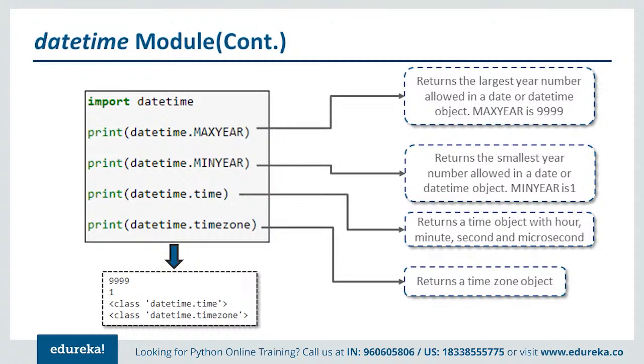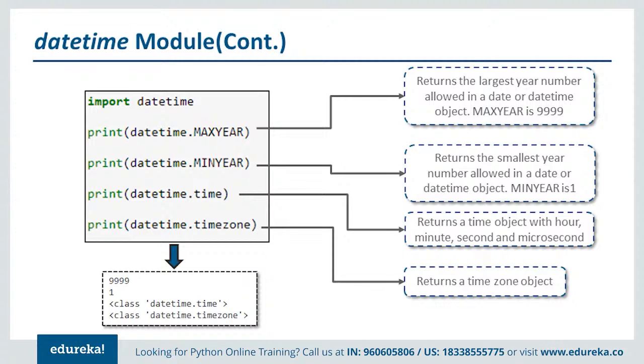So datetime.max.year will be calculated. 9999 is what is known as the max year as per Python. The minimum year we will be returning over here as 1, and time will return a particular time object, and like I said, it will be generated as an object here. That is the reason why the object is generated over here.